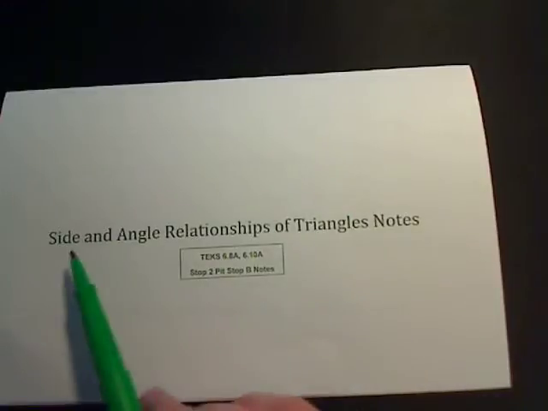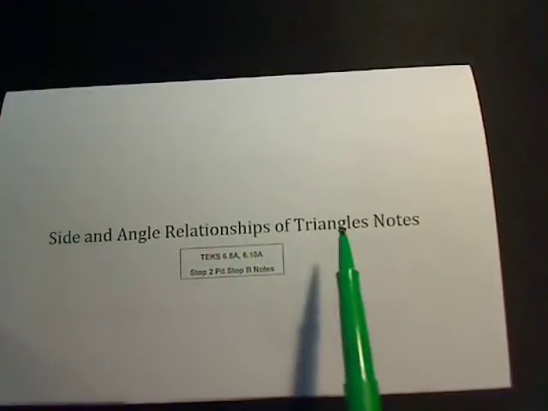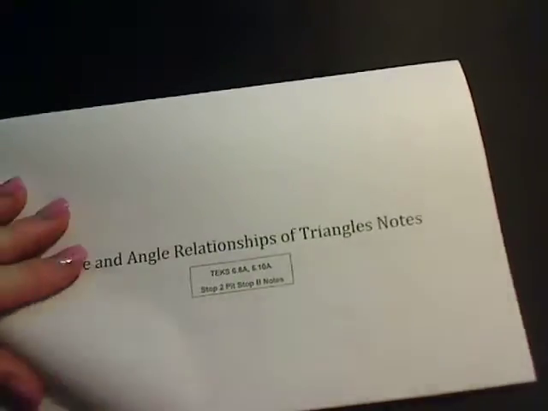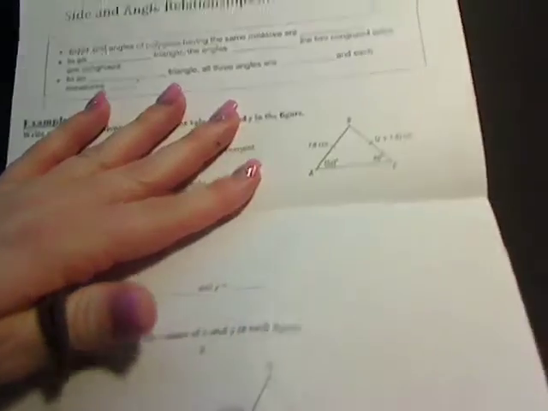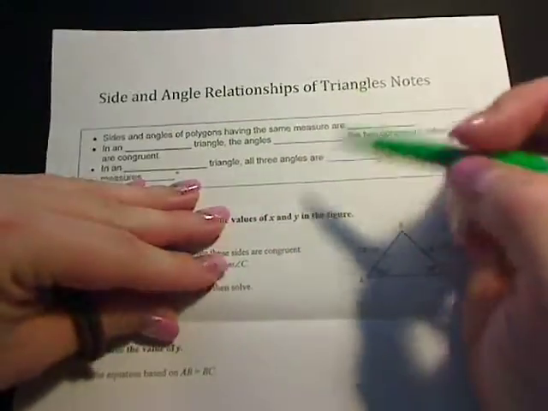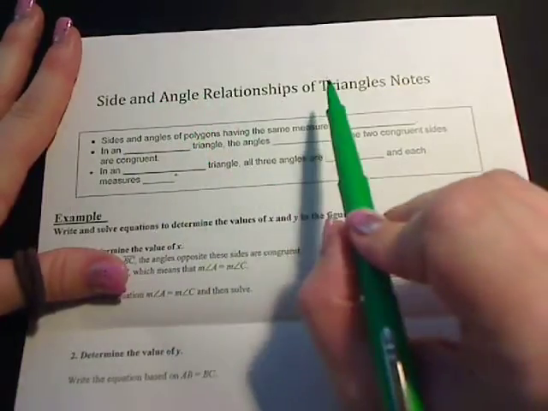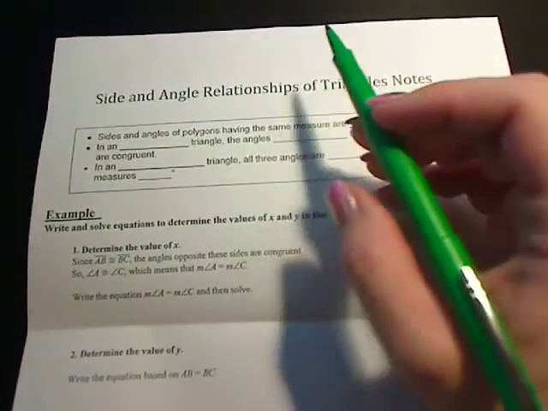Okay, these are your notes for side and angle relationships of triangles. This is chapter 9, stop 2, pit stop B. So side and angle relationships of triangles. Basically, this is how do the sides and the angles in a triangle, how are they connected?